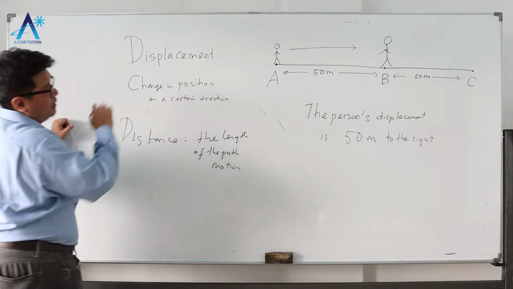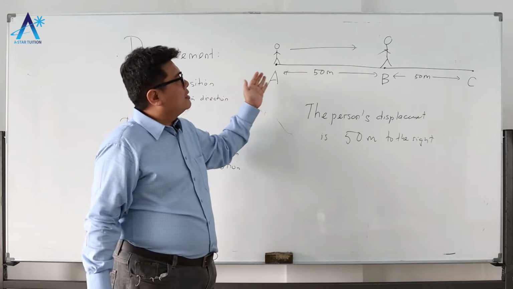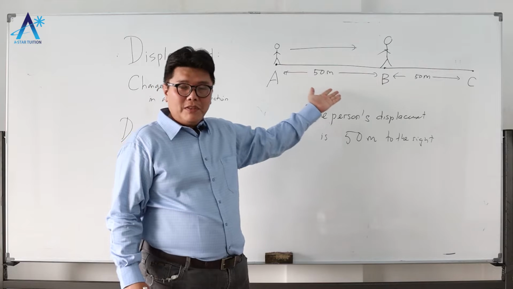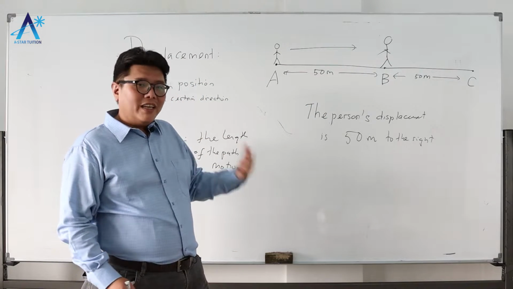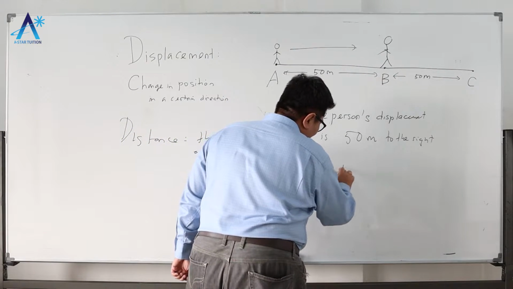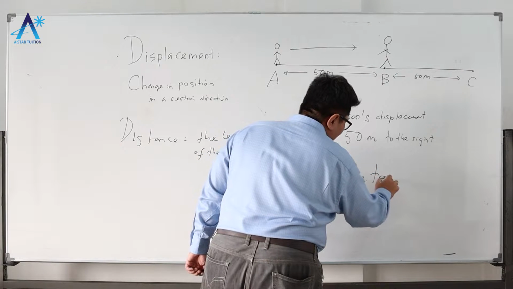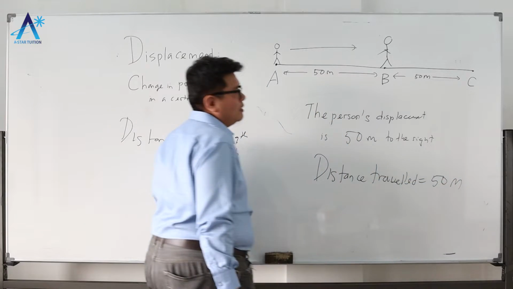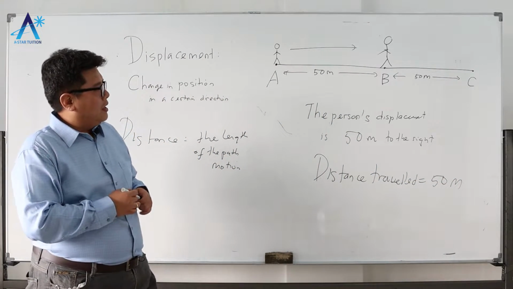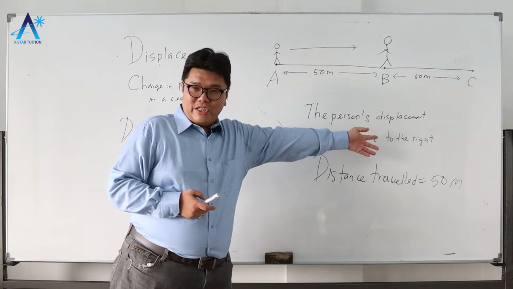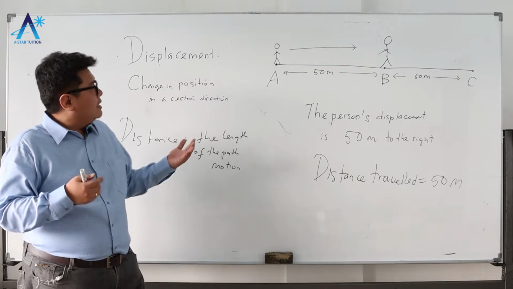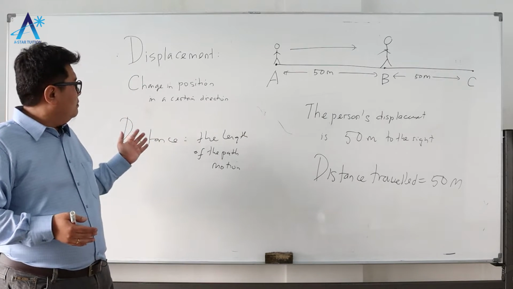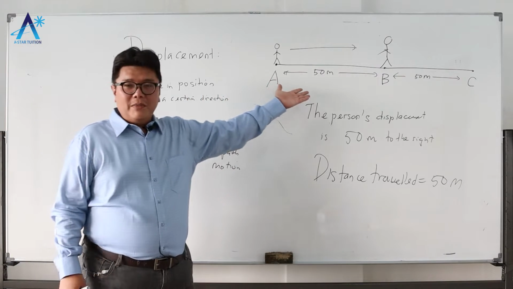Now, as you can see here, the path of motion is a straight line from A to B. And you can see that the length is 50 meters. So hence, we say that the distance is also 50 meters. Distance traveled: 50 meters. This time, we don't really need to add this direction, because as I explained before, distance is a scalar. So it's the length of the path, and you can see it's 50 meters.